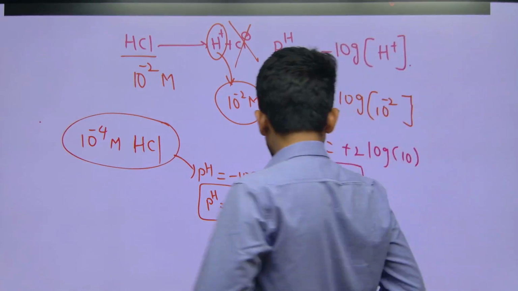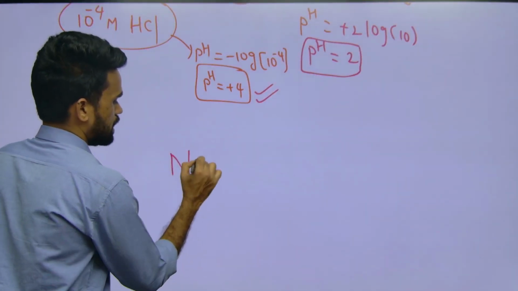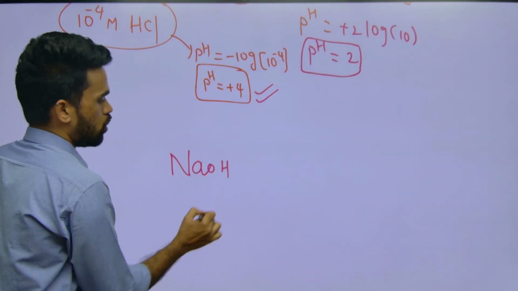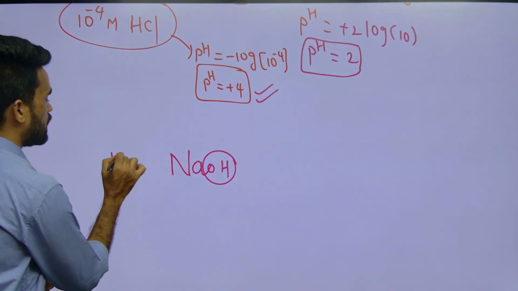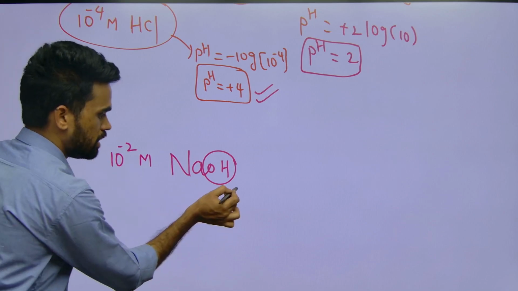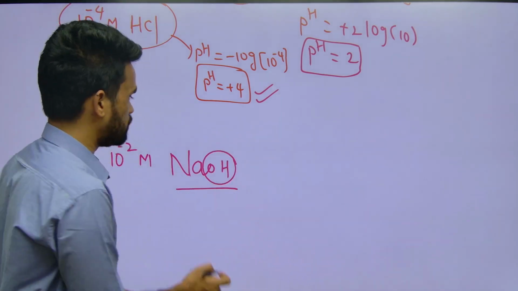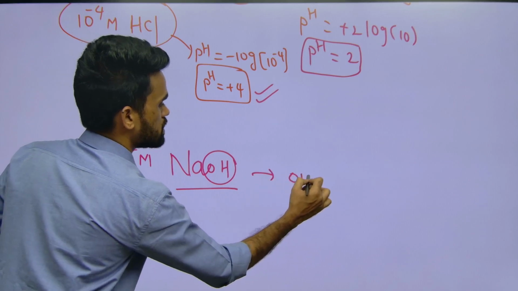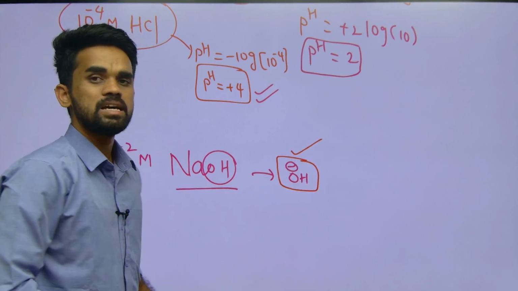When I say base, let us take a base. Let us take NaOH as a base. Now how much OH minus ion concentration is here? They will provide that, like 10 power minus 2 molar NaOH solution is given. See, NaOH is a basic substance. If you place this in the aqueous medium, it releases OH minus ions. Since it is giving hydroxide ions, you can say the substance is basic.